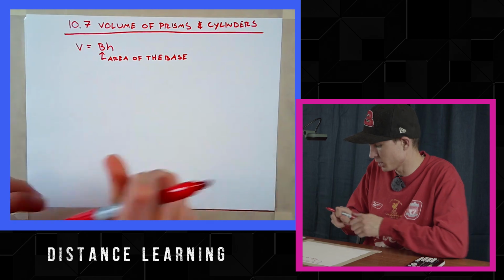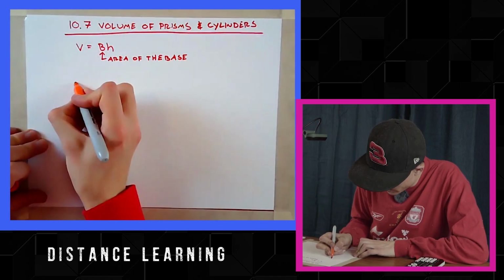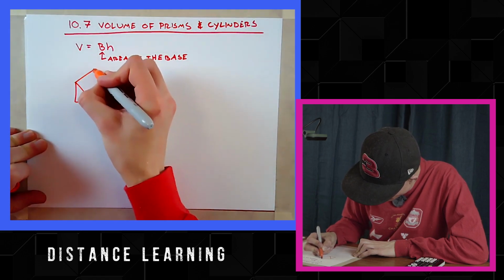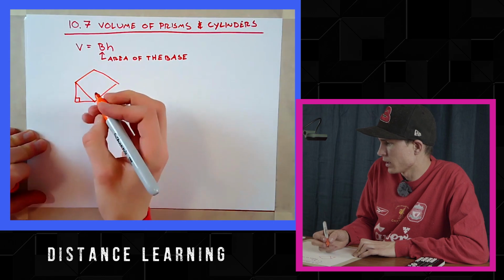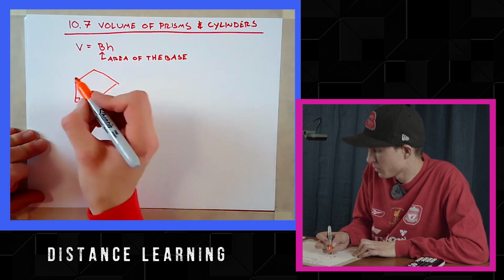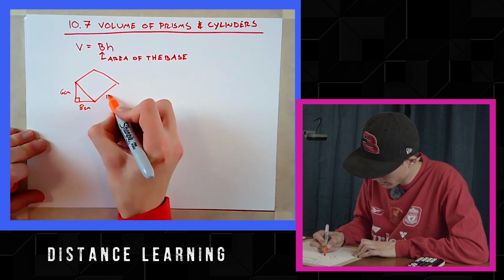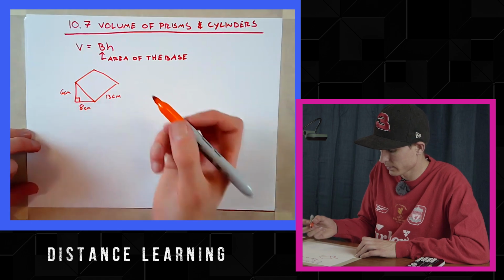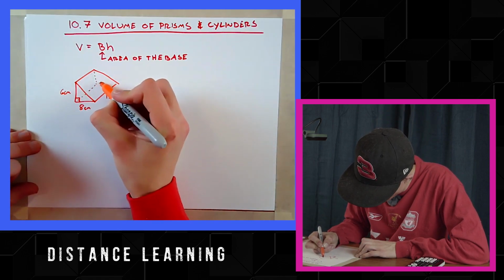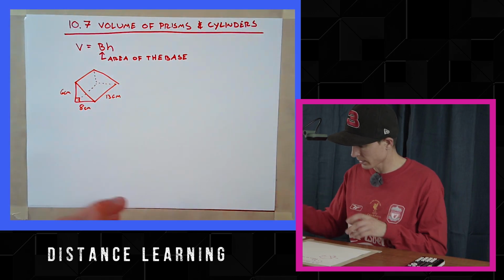So in the one that the book gives us, they give us a triangular prism that has the dimensions of 8 centimeters by 6 centimeters, and it is 13 centimeters long. And if you want to make it look 3D, you can kind of go like that. Not bad, not bad, if I do say so myself.